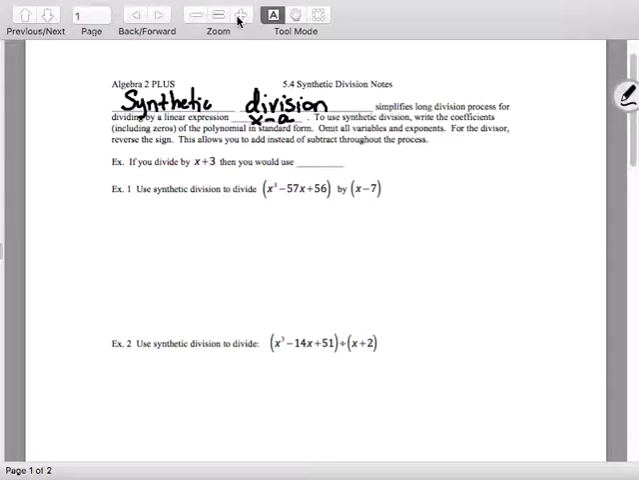All right, to use synthetic division, you're going to write the coefficients, including any missing placeholders. We're going to need to put a 0. So underline this, where it says including zeros of the polynomial in standard form. You omit all variables and exponents. For the divisor, underline this, reverse the sign. This allows you to add the opposite instead of subtracting. So, for example, if you divide by x plus 3, so that's my divisor, you would use negative 3. It's the opposite of the divisor.